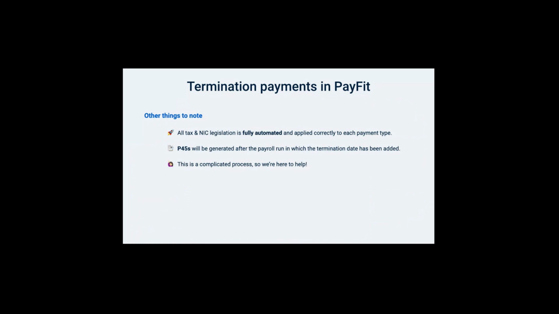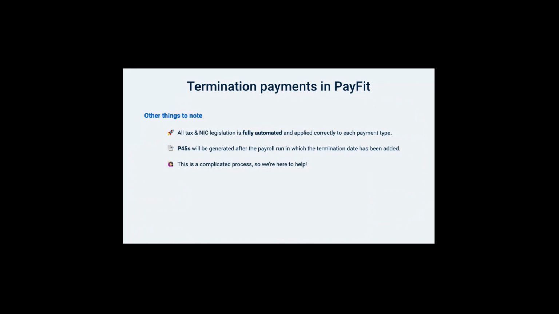P45s will be generated after the payroll run in which the termination date has been added. So if you are making an employee redundant or terminating an employee in July, once the payroll has run for July, the P45 for the employees will be available in the documents section of the app for you to distribute.